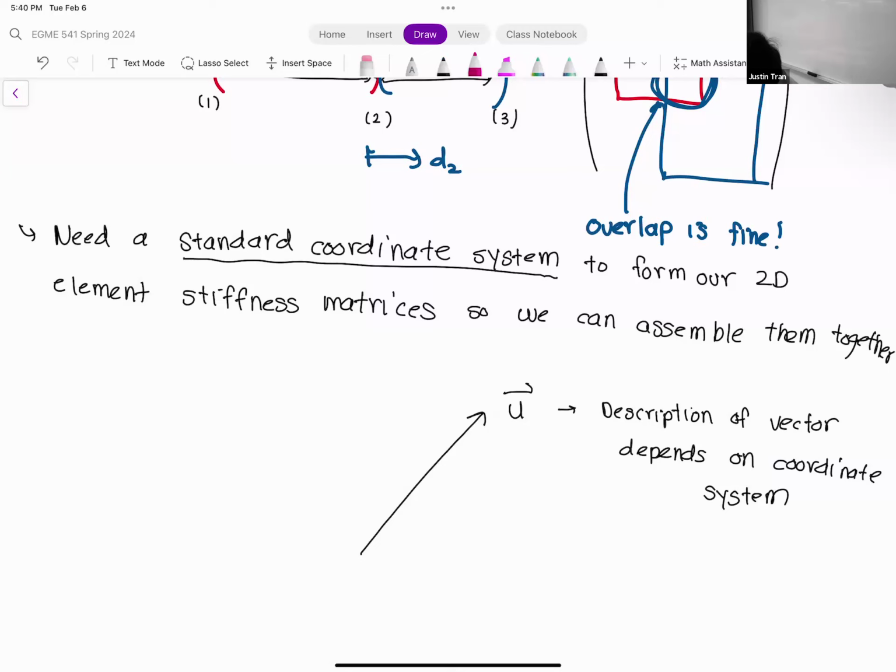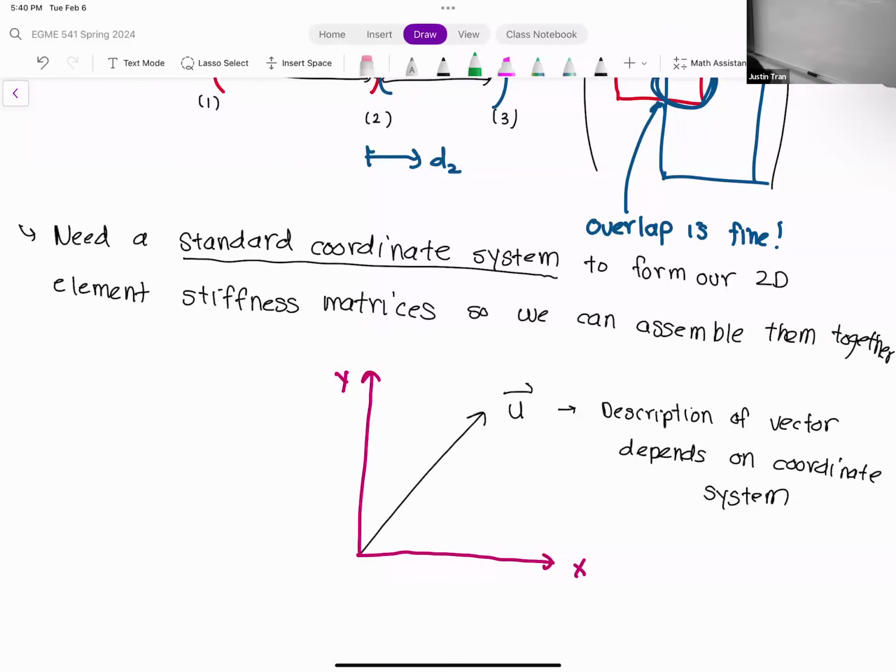Okay. And so one coordinate system that we talked about last time was the standard coordinate system. In 2D, our standard Cartesian coordinate system has the x direction going in the horizontal direction and the y direction going in the vertical direction.